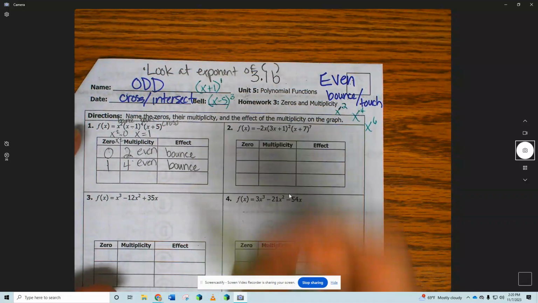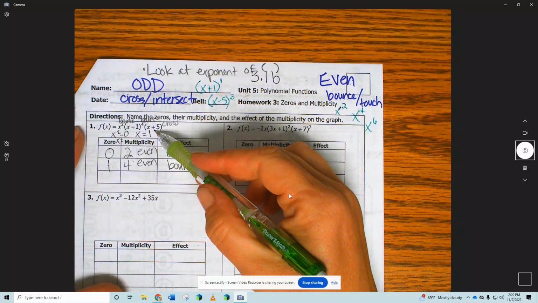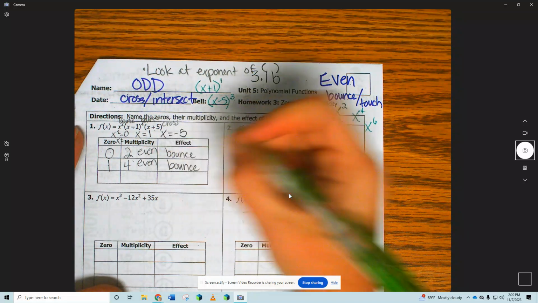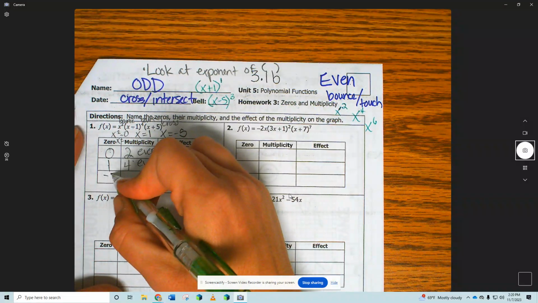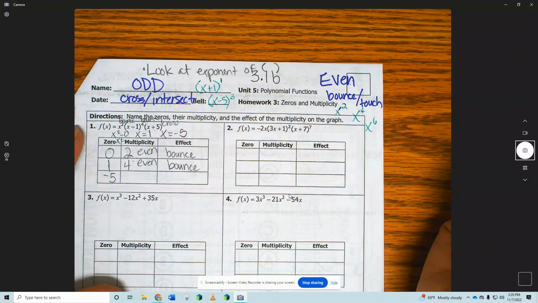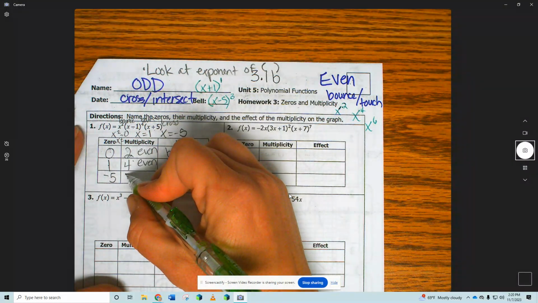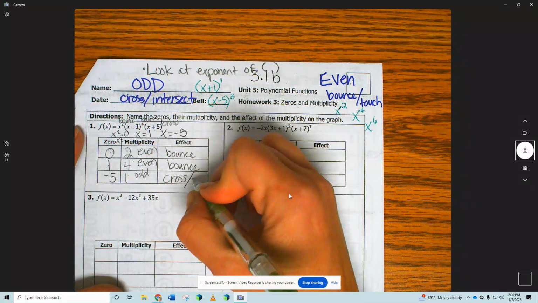What's the last 0 right here? X plus 5. X equals what? Negative 5. What's the exponent? You guys already told me it was a 1. So the 0 is negative 5. The multiplicity is what the exponent is. It's a 1, which is odd. Odd crosses or intersects. You can use either word.